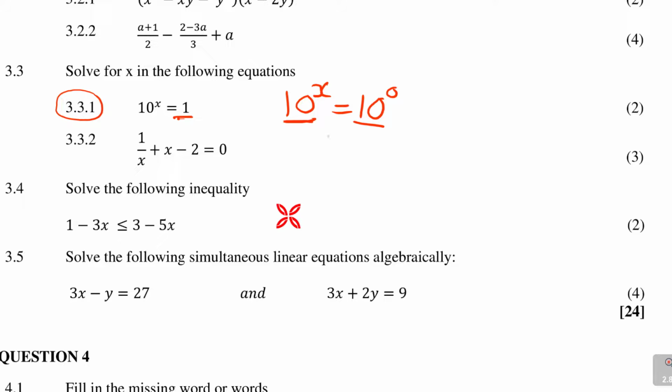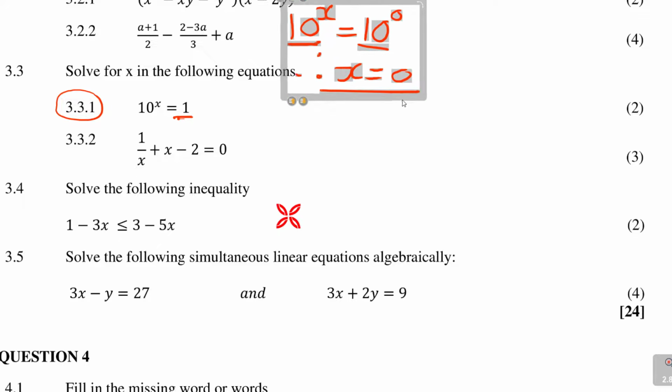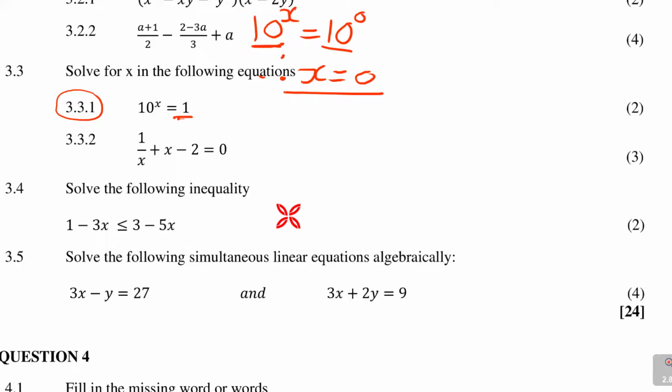Now when the bases are the same, you equate the exponents. Therefore x is equal to 0. So the answer there, x is equal to 0. Are you seeing that? Don't forget that. You just equate this to 0. Let's look at the other one. The next one is 1 over x plus x minus 2 is equal to 0. Now that fraction is the one that is going to affect everything.